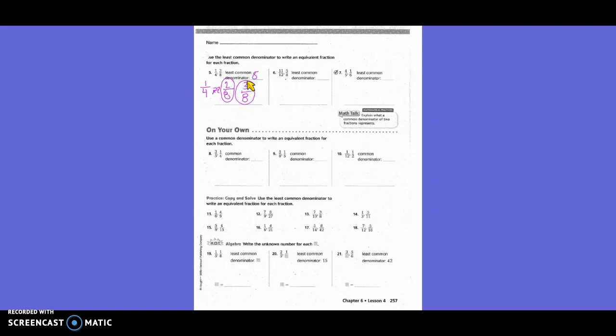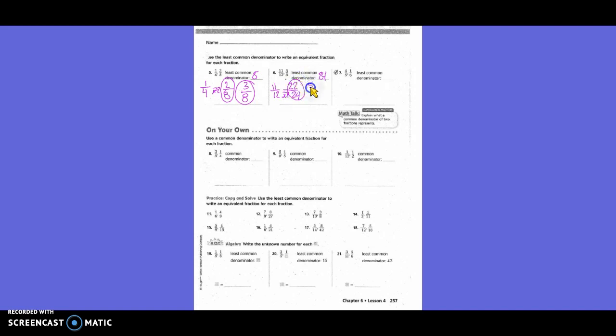Okay, 11/12 and 5/8. What's my least common denominator? 24. So I'm going to go from 11/12 to something over 24. How did I get from 12 to 24? Times 2. So what I do on the bottom, I also have to do on the top. So 11 times 2 is 22. So 22 over 24.